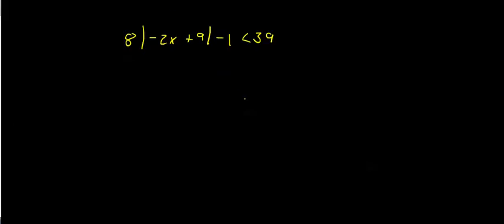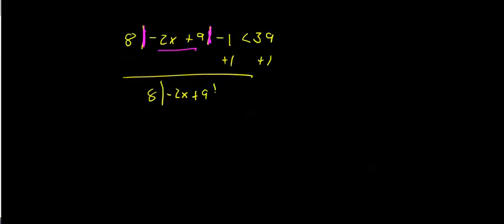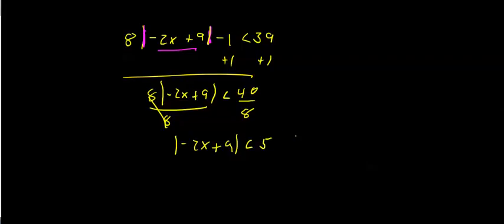Here's our second example. This is less than. And again, we want to isolate this absolute value. Get that guy all by itself and don't mess with what's inside it. So I'm going to add 1, plus 1, plus 1. 8 times the absolute value of negative 2x plus 9 is less than 40. I divide by 8, divide by 8. The absolute value of negative 2x plus 9 is less than 5.